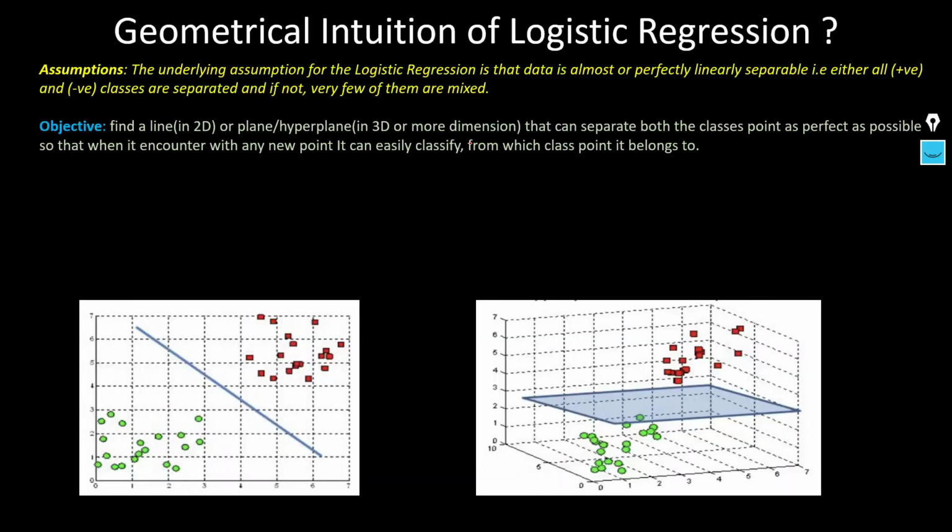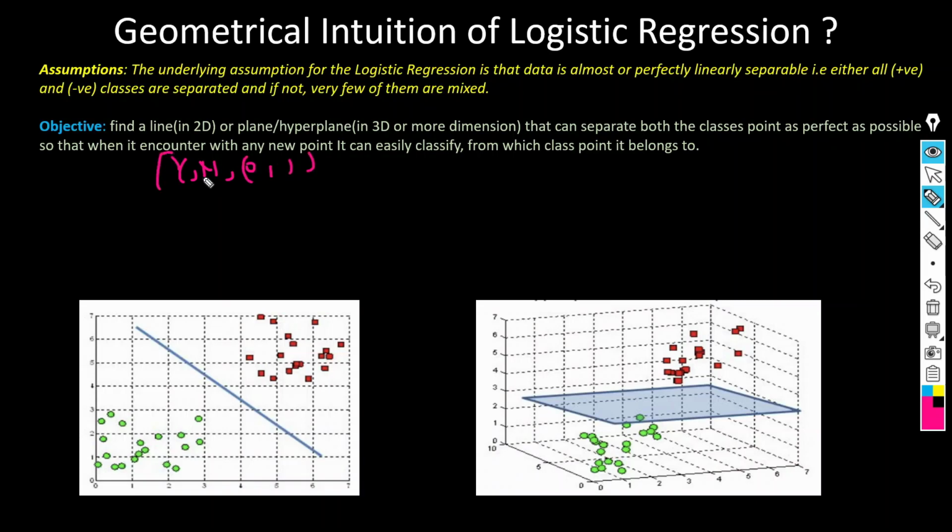Today I am going to discuss the geometrical notation of logistic regression. Logistic regression we use for the binary classification problem most of the time, right? In binary classification we have only two classes, yes or no, or 0 or 1. So let's say we have two classes, this or this, and we have to classify both the classes correctly.